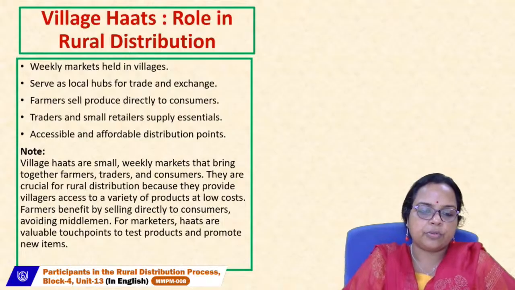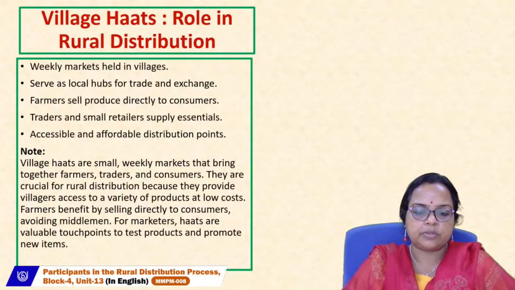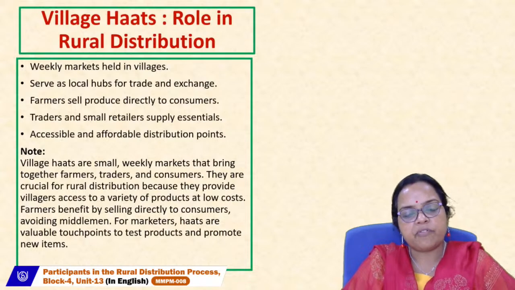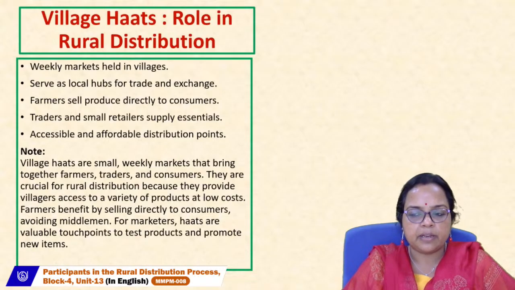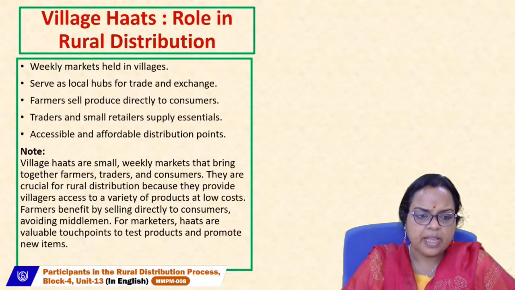They are crucial for rural distribution because they provide villagers access to a variety of products at low cost. That is why they are crucial, because they have fresh products. Even if you buy vegetables from the hat, you will get fresher vegetables than at a shopping mall.